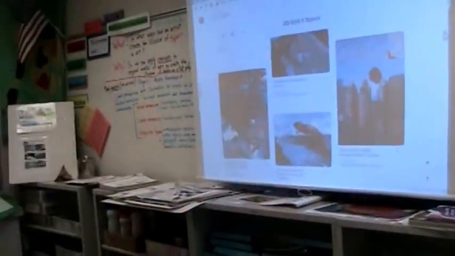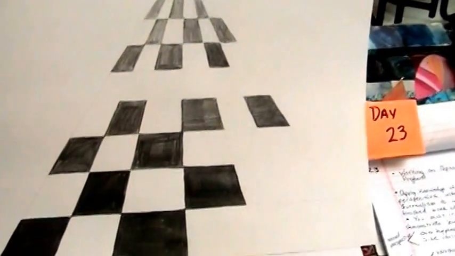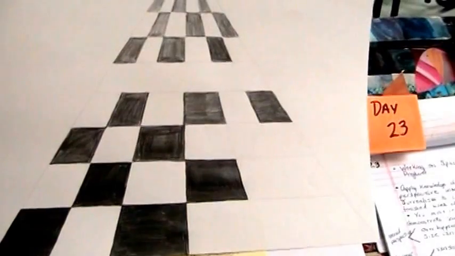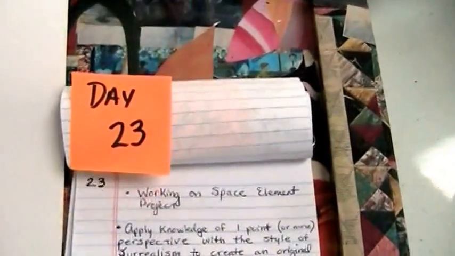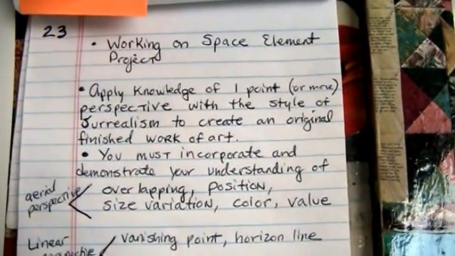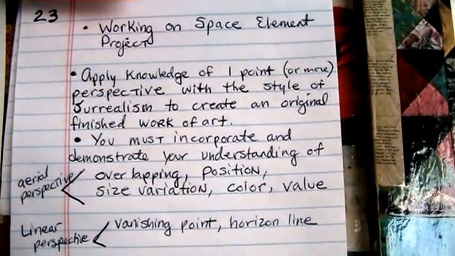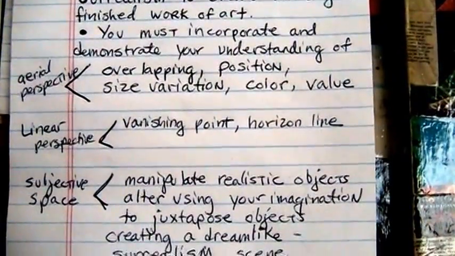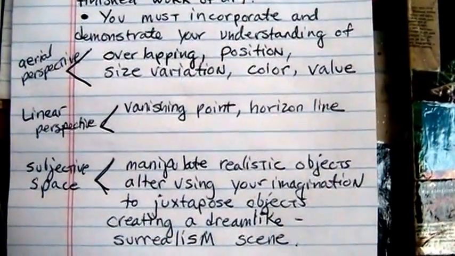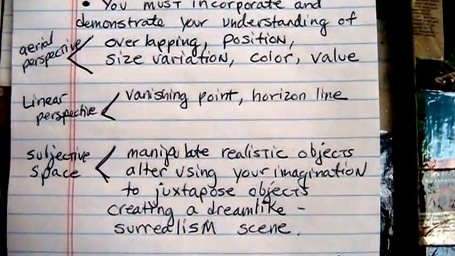Okay. And so at the end of today, this is what should have been completed. Okay. Value ranging from dark, that's from our previous unit, all the way to light towards your vanishing point. Okay, and it's on a large 12 by 18 piece of paper. And again, we're working on the space unit. We're applying our knowledge of perspective with surrealism. This is what you're getting graded on, using all 3 of those art techniques and styles.